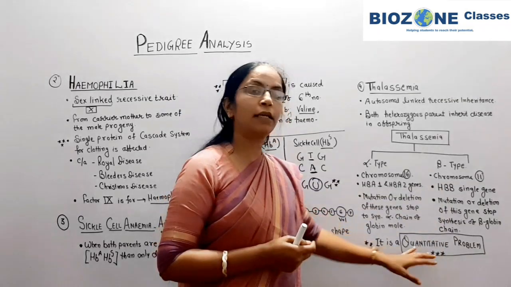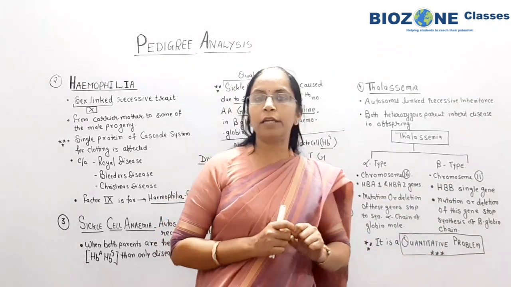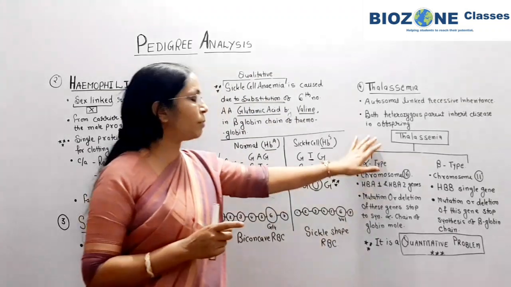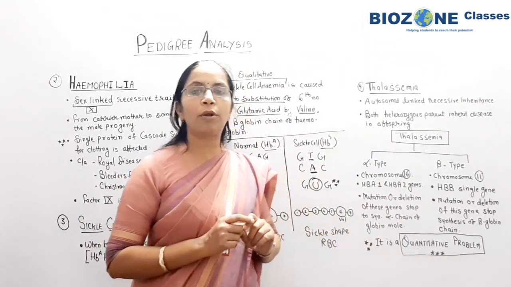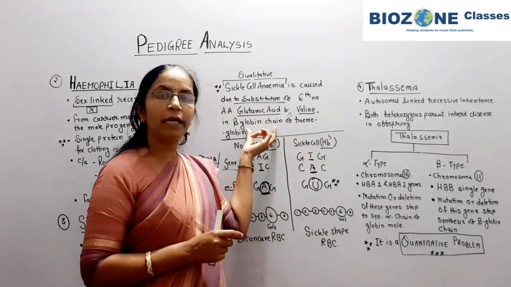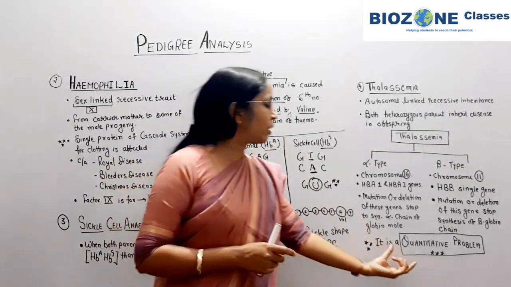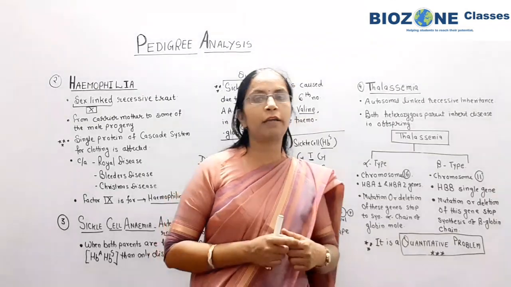Again remember here, thalassemia is a quantitative problem. This is the last line on thalassemia provided in the paragraph in your NCERT. That was the most important line. Sickle cell anemia is a qualitative inheritance, whereas thalassemia is a quantitative inheritance.